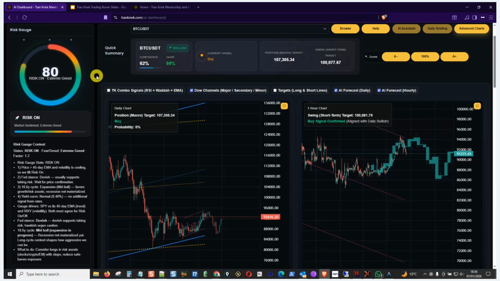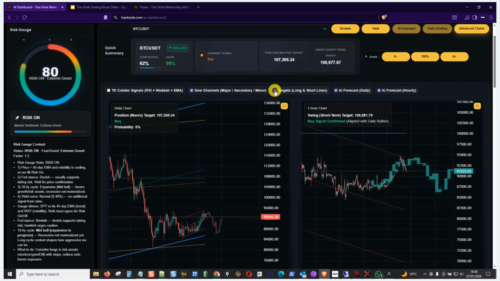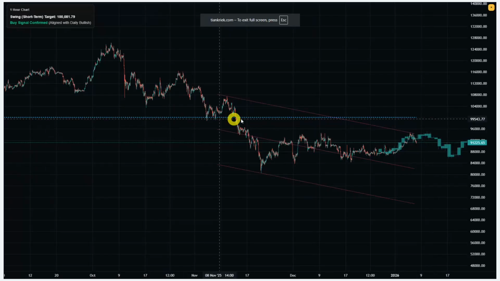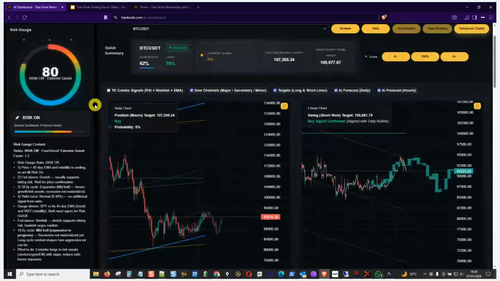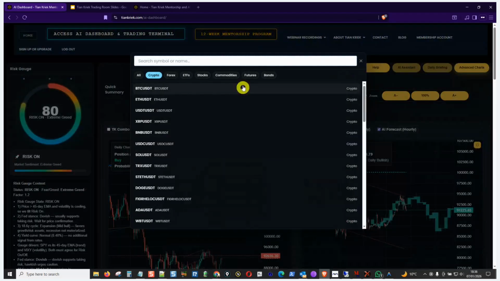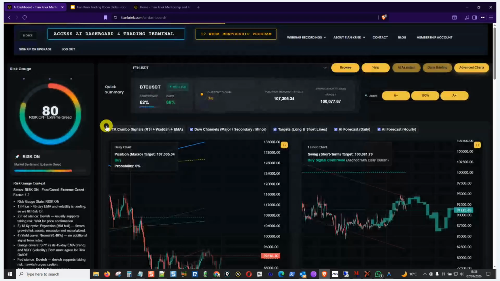So that's Bitcoin. There is a buy. There is a target at 100. I can actually click on the targets checkbox here, and it will show me the short-term target. This blue line here, which is at 100. And then the next one is Ethereum that I'd like to buy. So let's click on crypto, Ethereum, let Ethereum load.